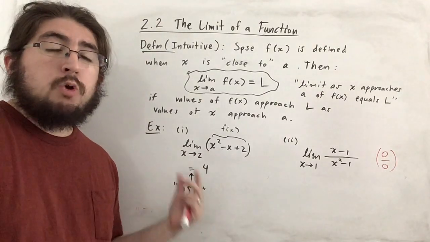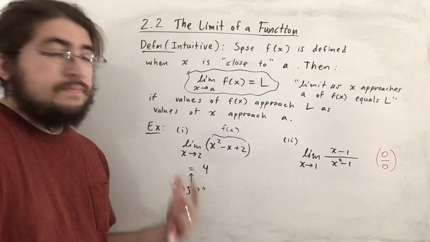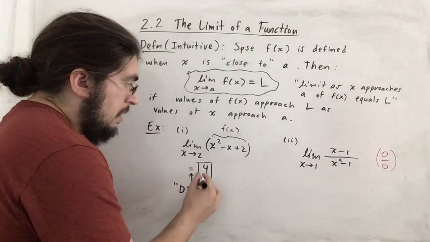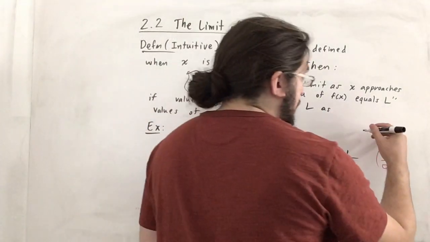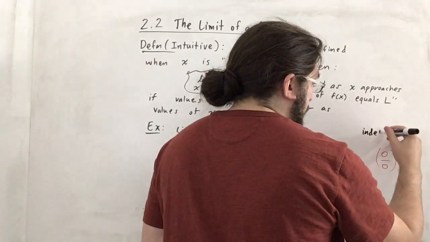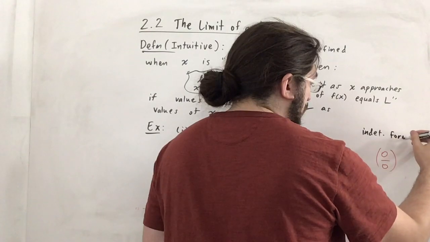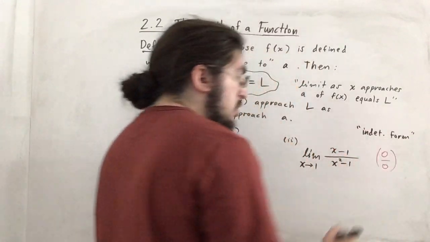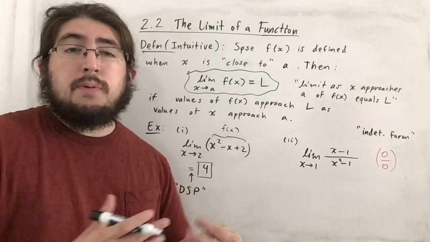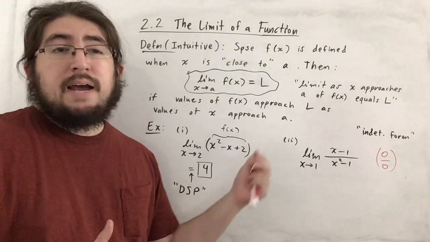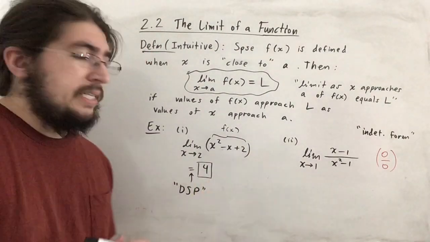So we very often try to apply DSP. If you do it and you get a number, then that's your answer. But if you do it and you get 0 over 0, this is what is known as an indeterminate form. And if you get an indeterminate form like 0 over 0, it means you can go back and try to manipulate the expression somehow so that we do not have an indeterminate form after plugging in the value, which is kind of bizarre, but let's see if we can do that.